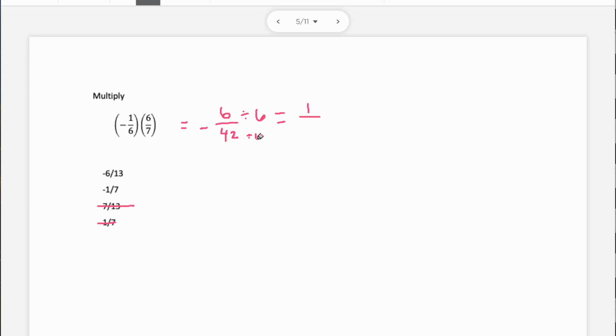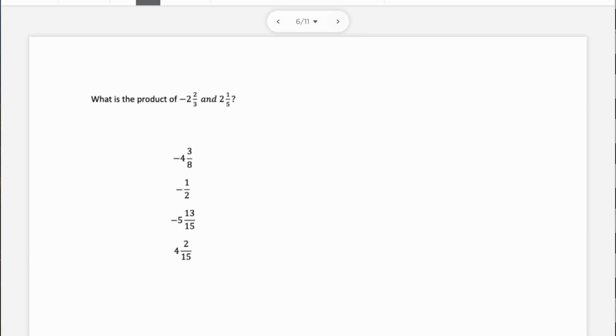And 42 divided by 6 gives us 21. Nope. Why am I writing that? I'm sorry. 42 divided by 6 is 7, because 7 times 6 equals 42. Where did I get 21 from? I don't know. Okay, and we'll keep our negative sign here, so your answer is negative 1 over 7. Okay. All right, next problem.